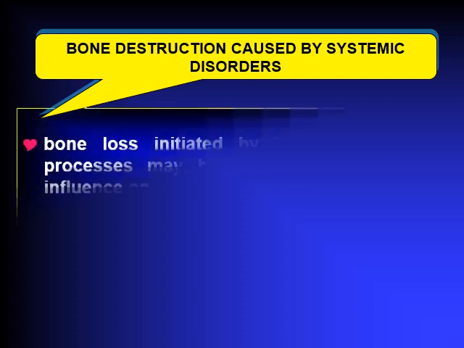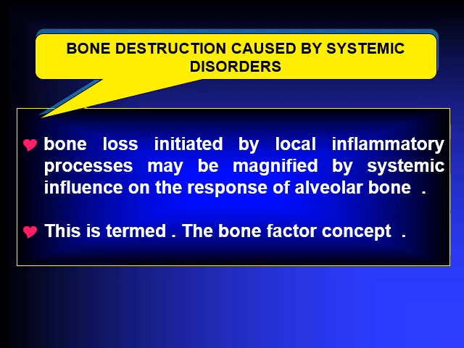Then what about the systemic factors? Bone loss initiated by local inflammatory processes may be magnified by systemic influence on the response of the alveolar bone. In other words, the response of the alveolar bone to locally produced bone resorption factors is magnified or modulated by the systemic influence of any diseases such as osteoporosis, which is a physiologic process, or some skeletal diseases. This is termed the bone factor concept. So what is the bone factor concept? It means that bone loss initiated by local inflammatory processes may be magnified by systemic influence on the response of the alveolar bone.